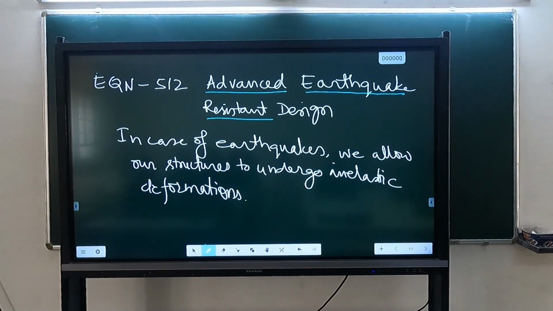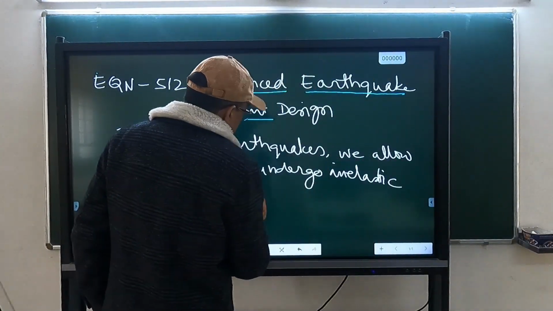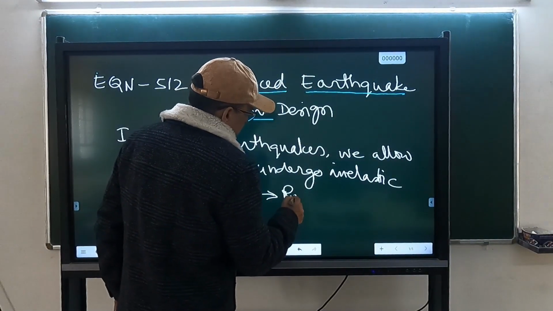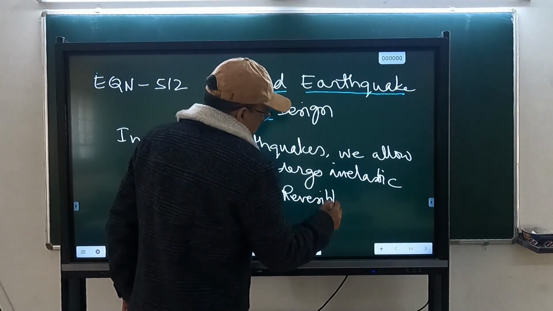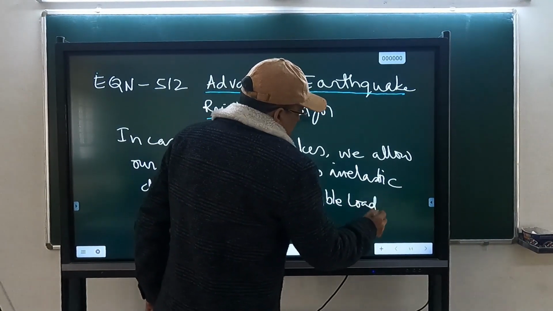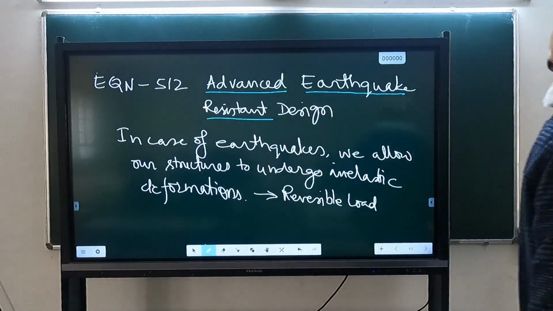Because earthquake loads are for a very short duration of time. If we design for only elastic deformation, the section size will be very large. It will be uneconomical. So, because it is for a small duration, that's why we can allow it. It is also because earthquake is a reversible load. It is changing its direction.